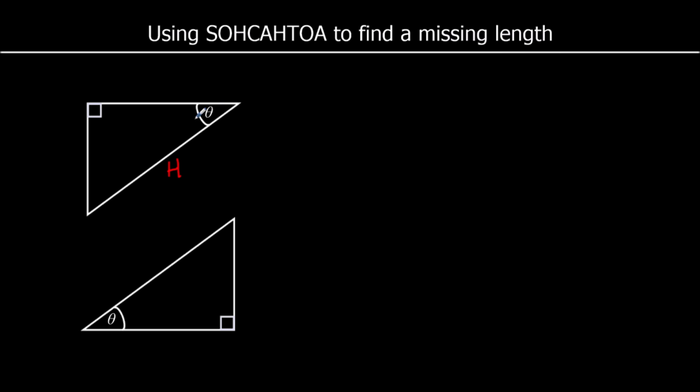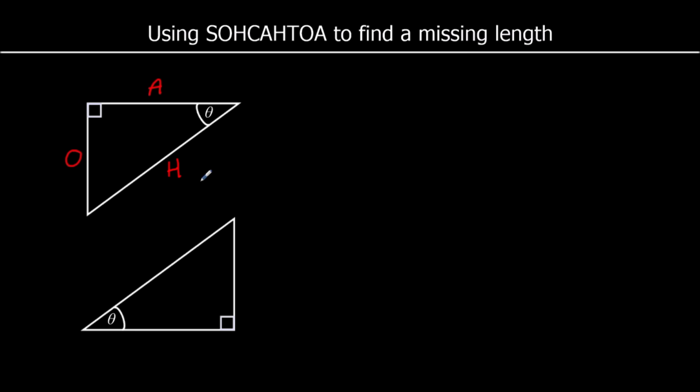The one opposite it is called the opposite. So the one opposite the angle that we're either working out or we've been given is called the opposite. And the one in between our angle and the right angle is called the adjacent. So we've got a hypotenuse, an opposite, and an adjacent.